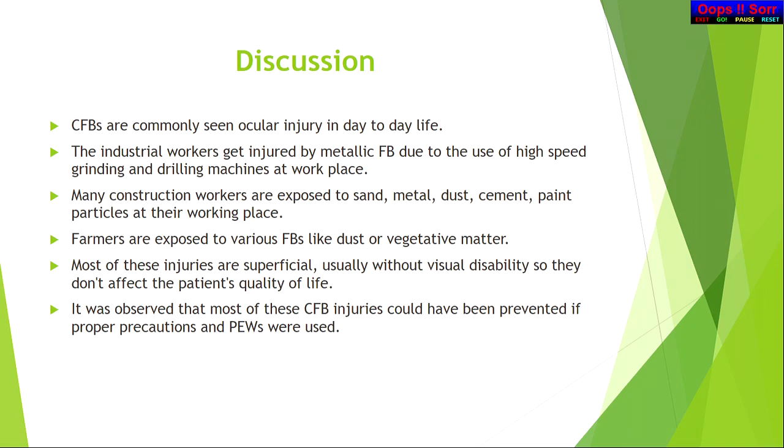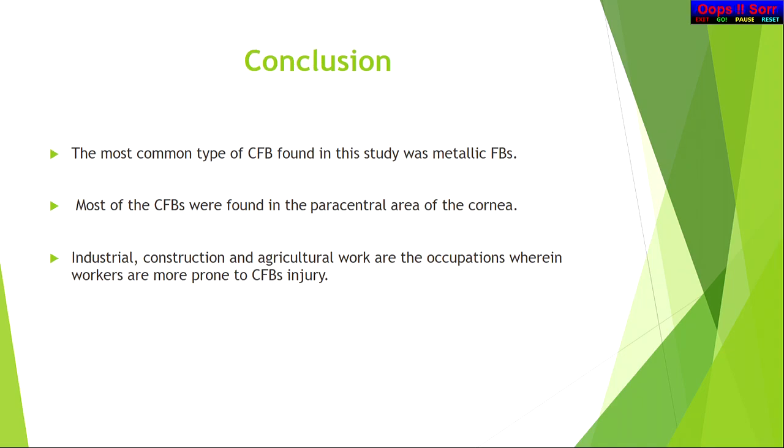It was observed that most of these corneal foreign body injuries could have been prevented if proper precautions and preventive eyewear were used. To conclude, the most common type of corneal foreign body found in the study was metallic foreign bodies. Most of these corneal foreign bodies were found in the paracentral area of the cornea. Industrial, construction and agricultural work are the occupations where workers are more prone to corneal foreign body injuries.